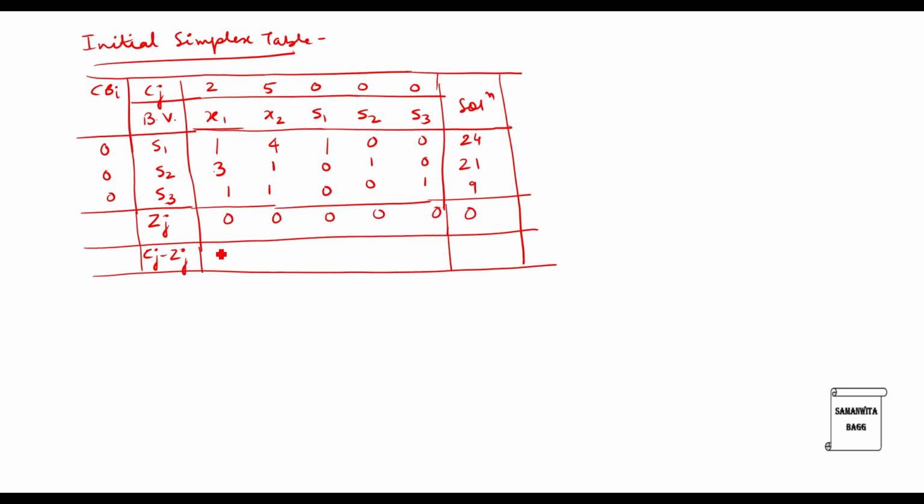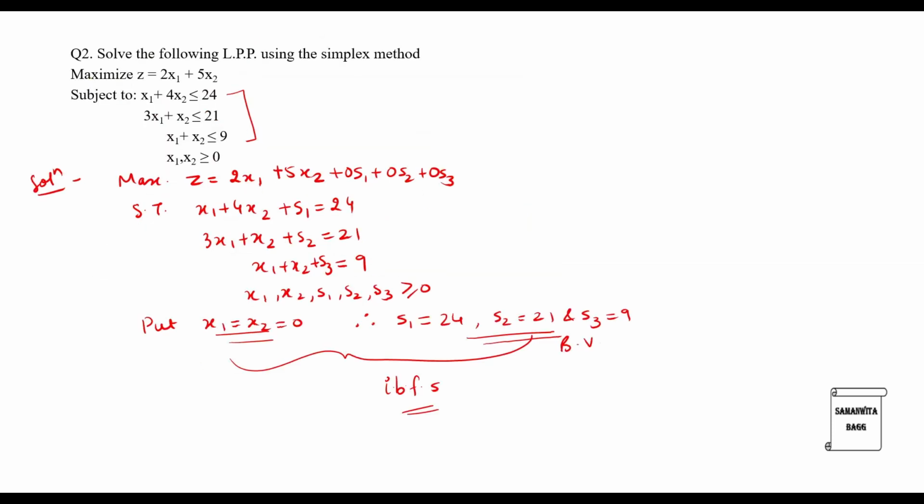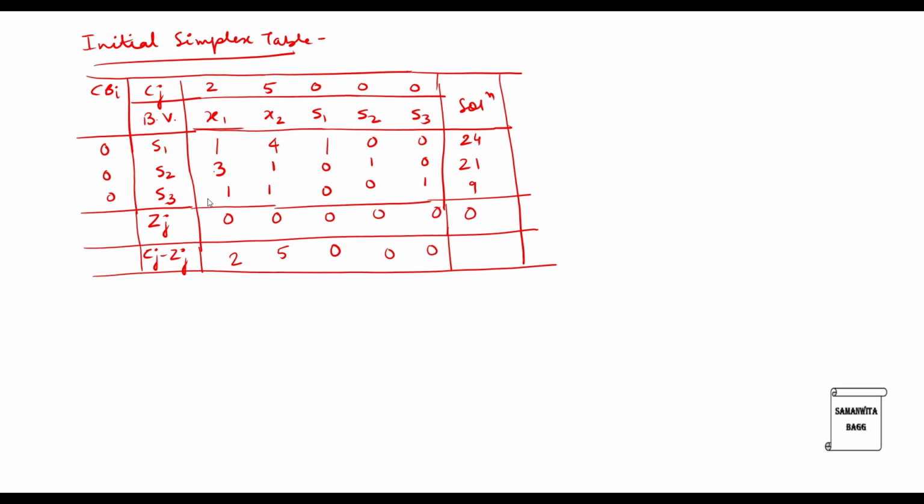Now I'll calculate Cj minus Zj. 2 minus 0, 2. 5 minus 0, 5. 0, 0, 0. Problem is of maximization type. So all the Cj minus Zj should be less than equal to 0, which is not the case. So I will write down, since all Cj minus Zj are not less than equal to 0, therefore optimality is not reached.